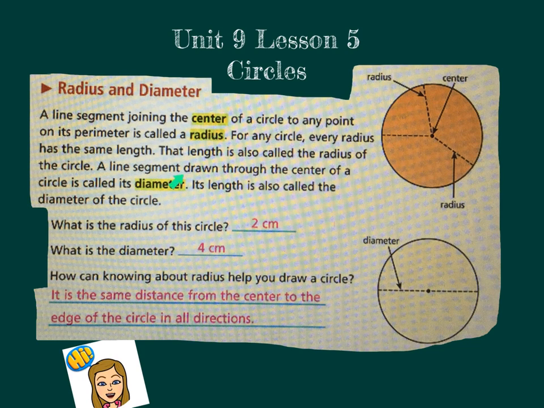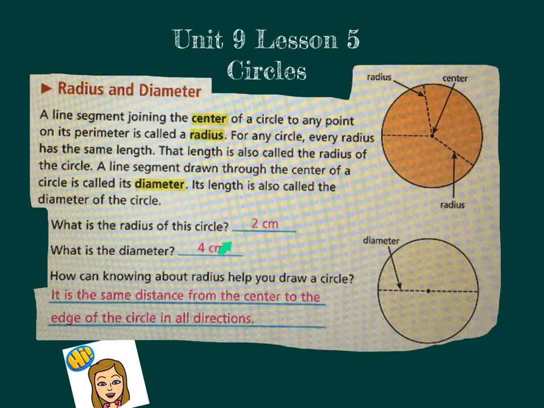Now, a line segment that's drawn through the center of a circle is called a diameter. So this would mean it's going from one edge to the other and it crosses through that center point. So if it crosses the whole circle and goes through the center, we call this the diameter. This is what you use for finding circumference.